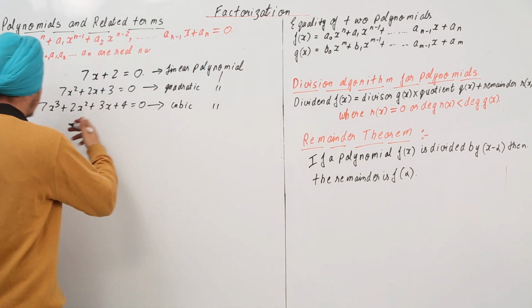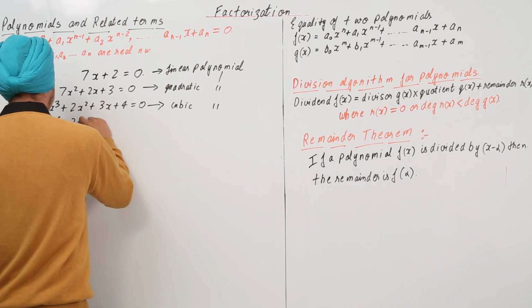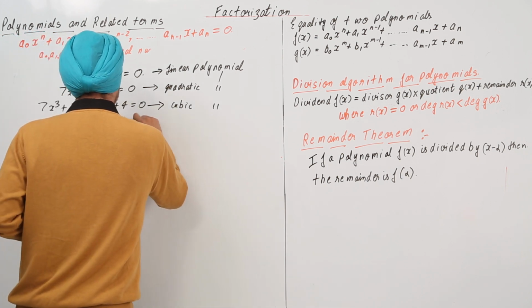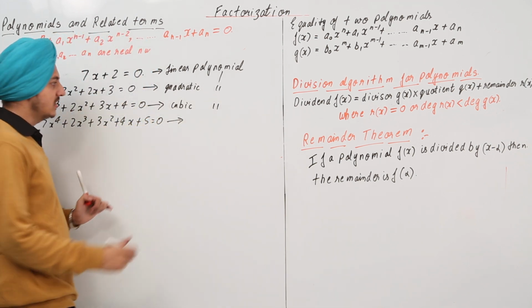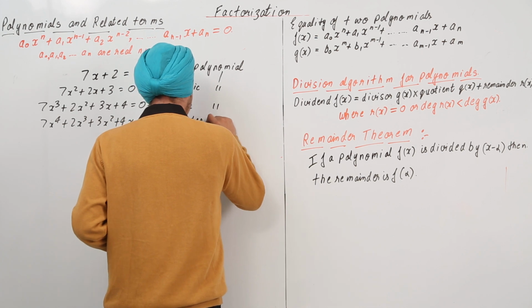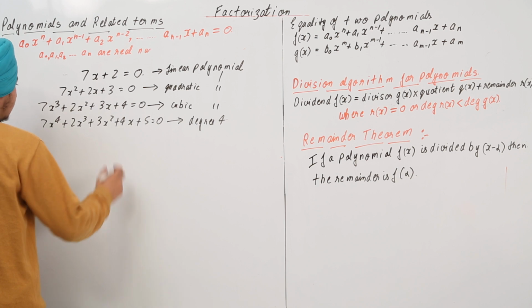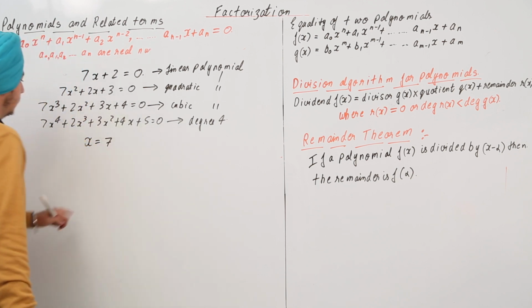Okay, and so on. If we go on like 7x raised to power 4 plus 2x cube plus 3x square plus 4x plus 5 equal to 0. What is the degree? It is degree 4. Okay, now tell me what is x equal to 7.